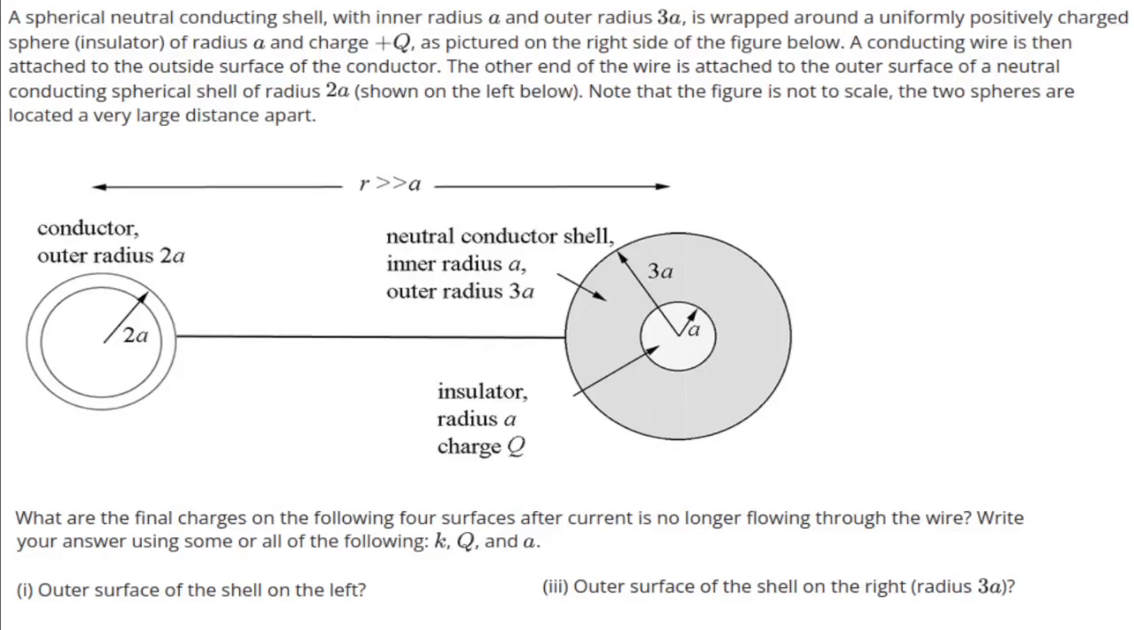A neutral spherical conducting shell with inner radius A and outer radius 3A is wrapped around a uniformly positively charged insulator. A conducting wire is then attached to the outside surface of the conductor, and the other end of the wire is attached to the outer surface of a neutral conducting spherical shell with a radius 2A. And these two spheres are located at a very large distance apart, so their electric fields don't affect each other.